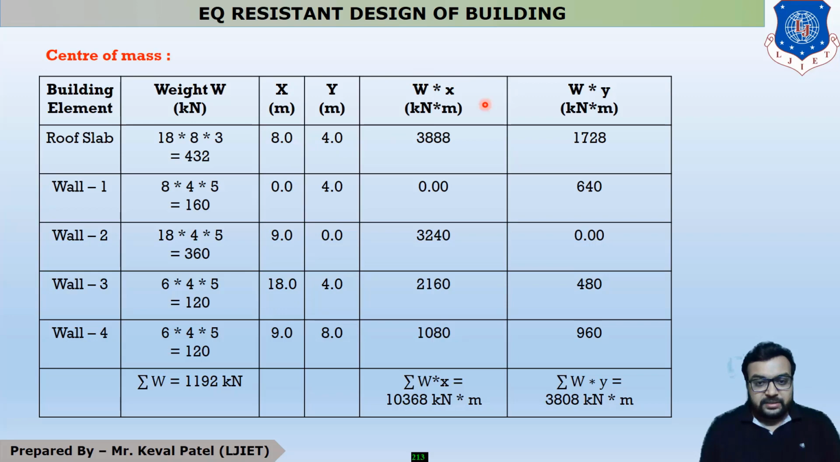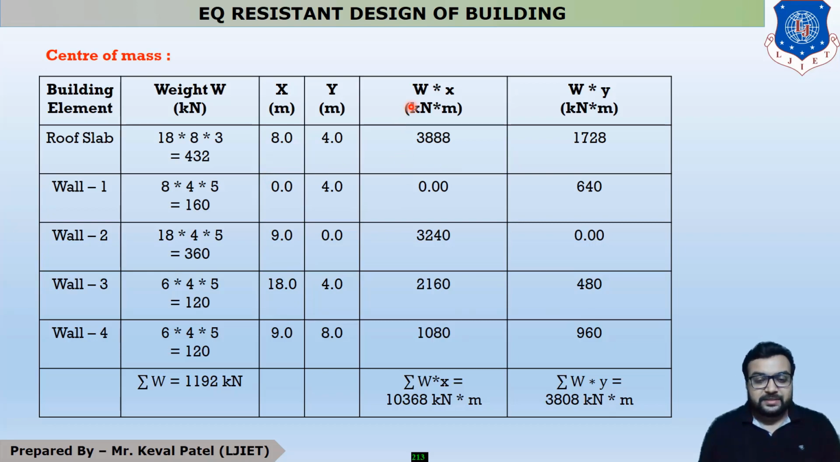Okay. So this is W into X, because what is the equation of center of mass in X direction? The center of mass in X direction is W1 x1 plus W2 x2 plus W3 x3 plus up to, divided by W1 plus W2 plus W3 plus up to. So we have to take the summation of W into X component. So in this table, we have to find out W into X. This column is useful for finding out center of mass in X direction, and this column is useful for finding out center of mass in Y direction.